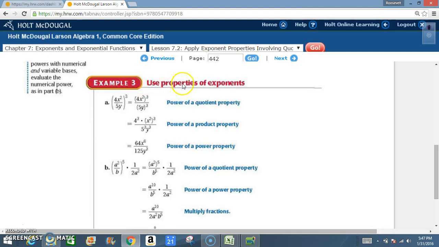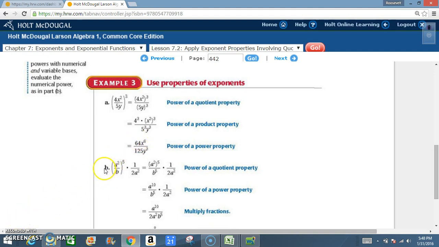Example 3, use properties of exponents. Now we're going to go from this step right here to this step right here. This is for those who are having a hard time and don't understand, but for the most part, you can go from here to right here. Here we go. We have 4 raised to the 3rd power. What's 4 to the 3rd power? 64. X squared to the 3rd power? X to the 6th. Don't forget, we multiply. Now go to the bottom. What's 5 to the 3rd power? That equals 125. And then what's y to the 1 raised to the 3rd power? That's y to the 3rd power. So that's your answer right there.